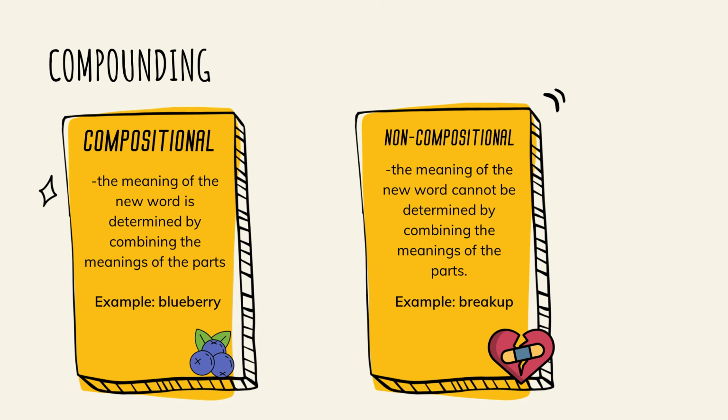When we say non-compositional, on the other hand, the meaning of the new word cannot be determined by combining the meaning of the parts. For example, breakup. Breakup is not a relationship that was severed into pieces, right? And in upward direction. So we cannot use the meaning of break and up to come up with the real meaning of the word breakup. Okay? So that is what we call non-compositional.